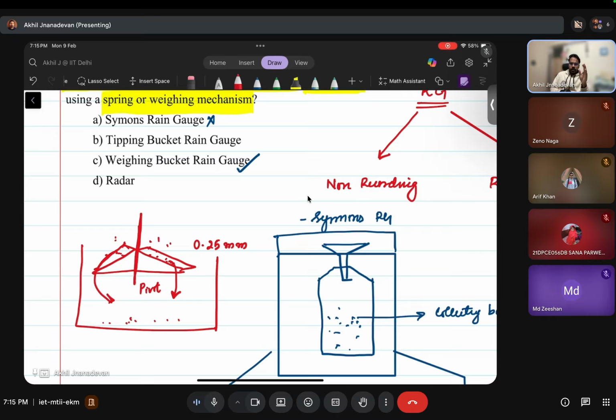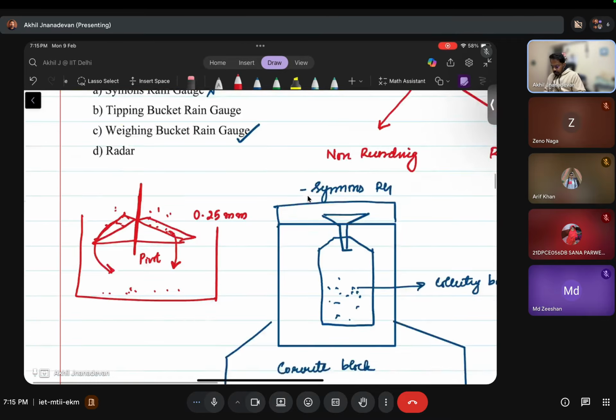Right. So with the help of this, we can get a plot of the number of tips and at what time each is tipping. That is, if after 1 hour it tipped first, and in that 1 hour the total rainfall is 2.5 mm, and after 5 hours it tipped again, then the total rainfall in the next 4 hours is 2.5 mm. So in a way, it is directly giving us the intensity.